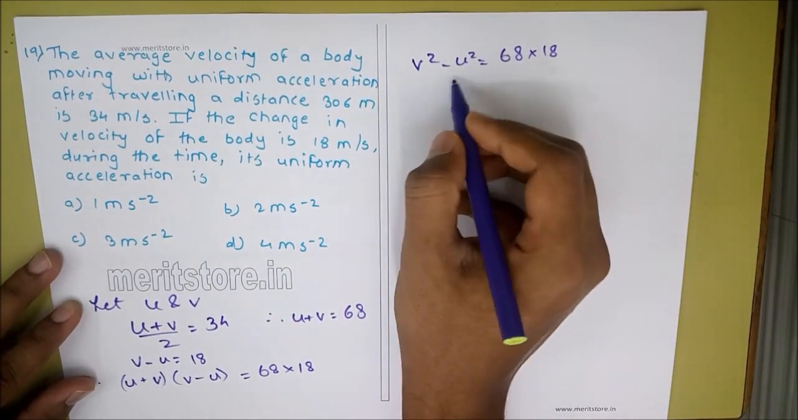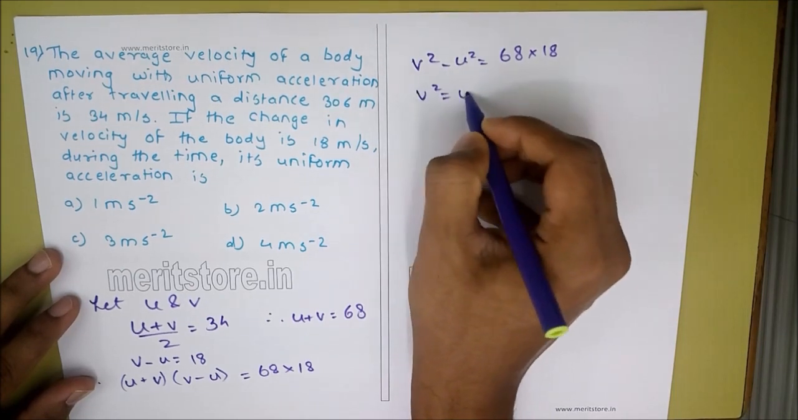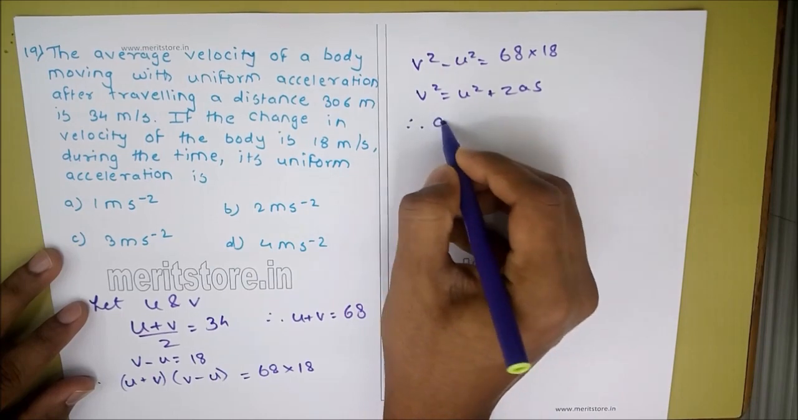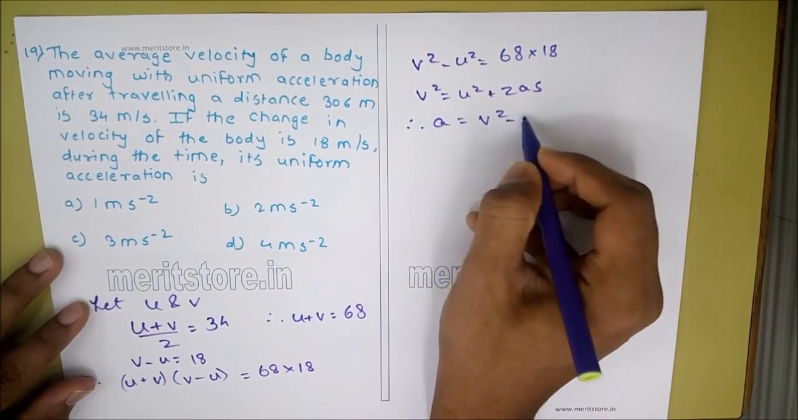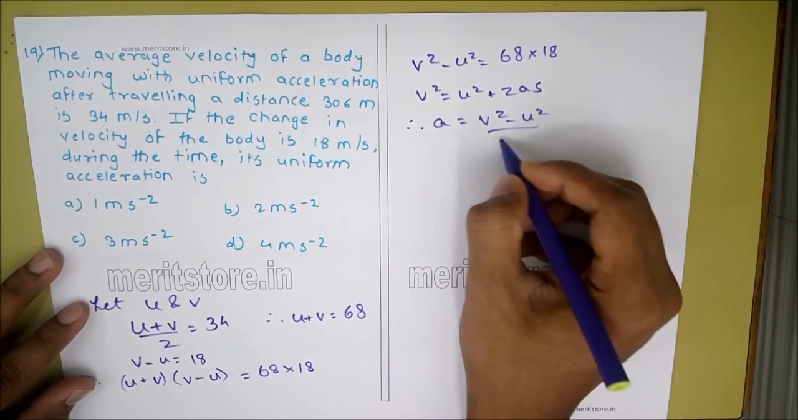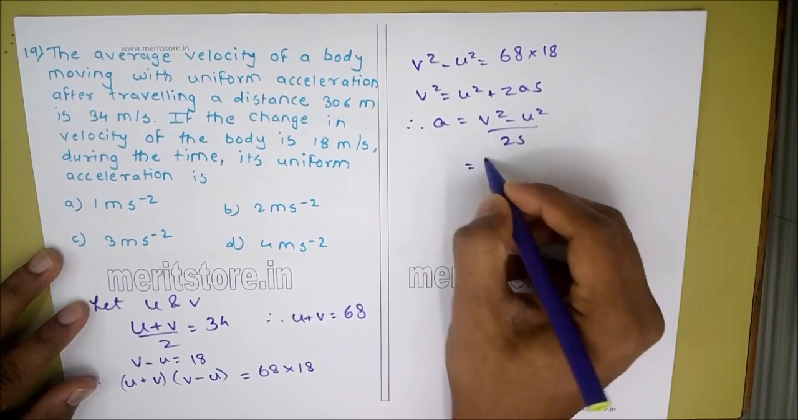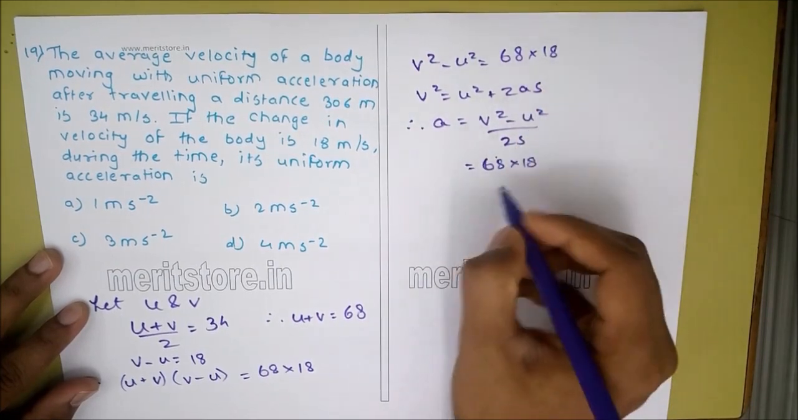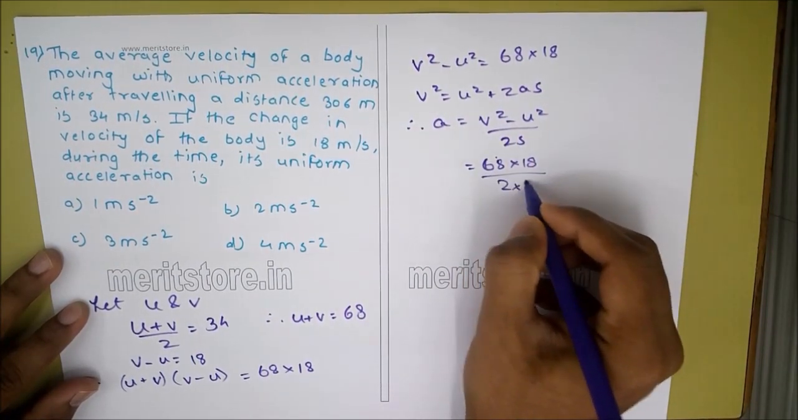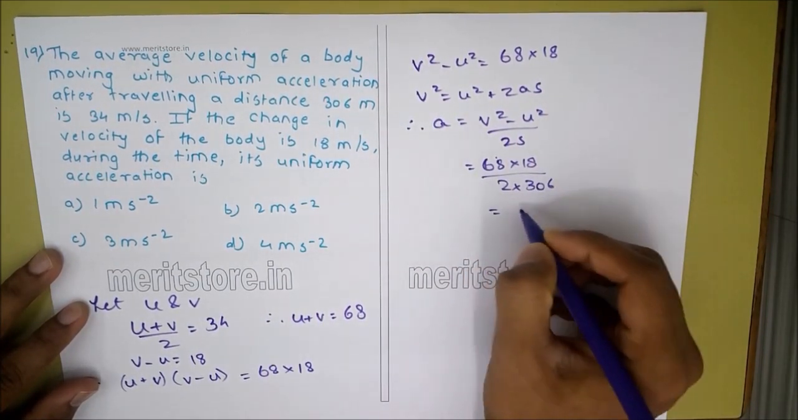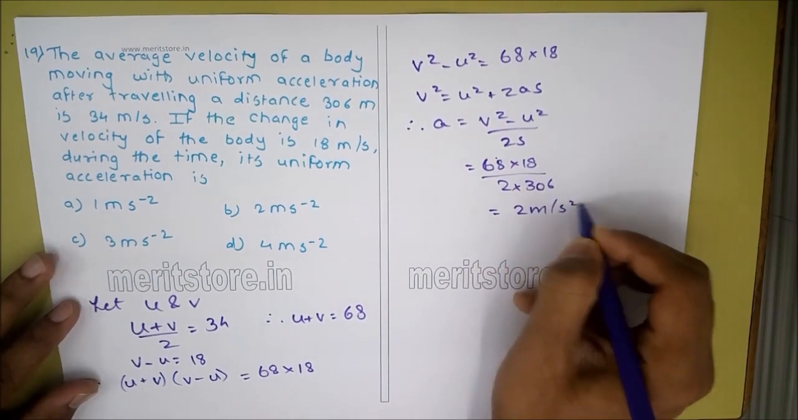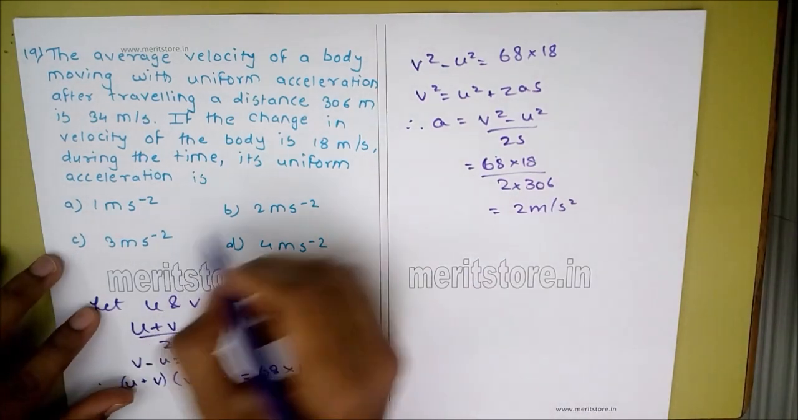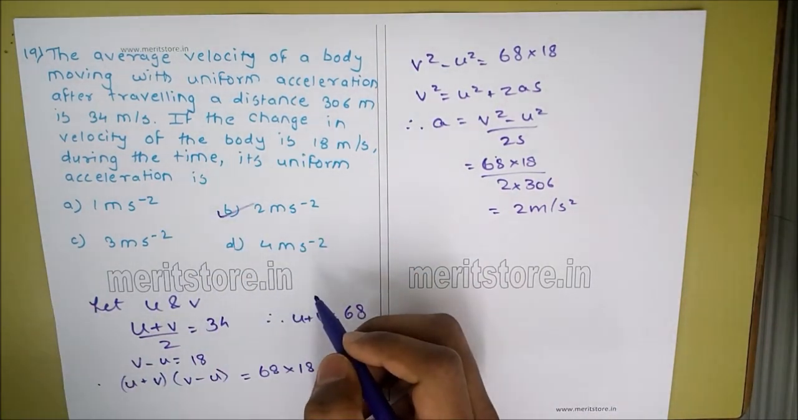For uniformly accelerated motion, v square is equal to u square plus 2as. Therefore, a can be given as v square minus u square upon 2s, which is 68 into 18 divided by 2 times 306, which is nothing but 2 meters per second square. Hence, option B is the correct answer.